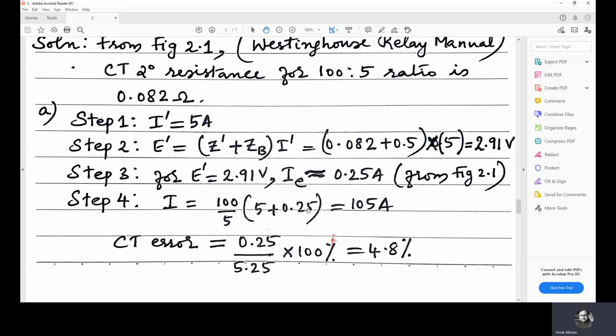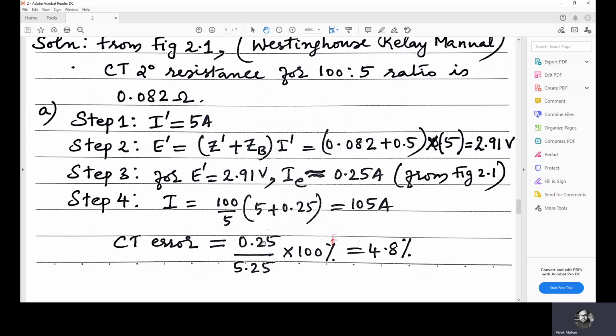So the total secondary current is 5 plus 0.25, which is 5.25. And the turns ratio is given, so you can find the primary value. So (5 + 0.25) into 100:5, right? 100 by 5, which is equal to 105 amps. Now you need to find the CT error.